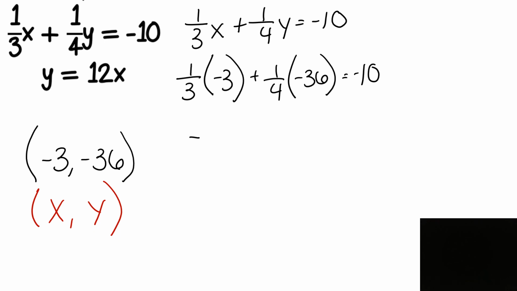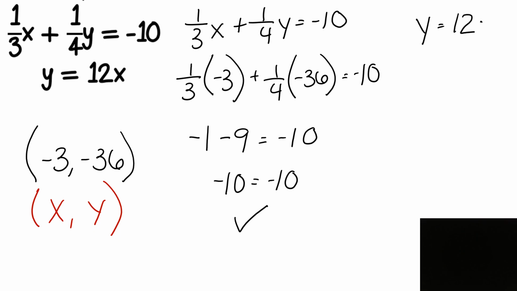1/3 and negative 3 multiply to get negative 1. 1/4 and negative 36 combine to give negative 9. Negative 1 and negative 9 answer out to negative 10. Both sides match, so that is a correct answer.